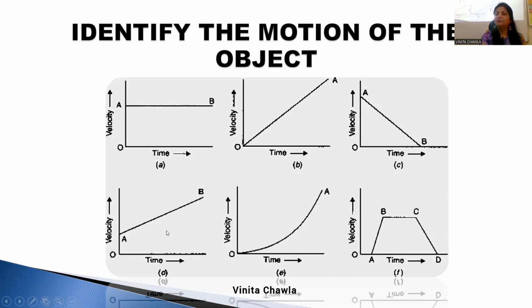This graph D. Graph D again shows uniform acceleration. And you can see that at time t equals 0, object is not at rest. It is moving with some velocity. Can you see this?